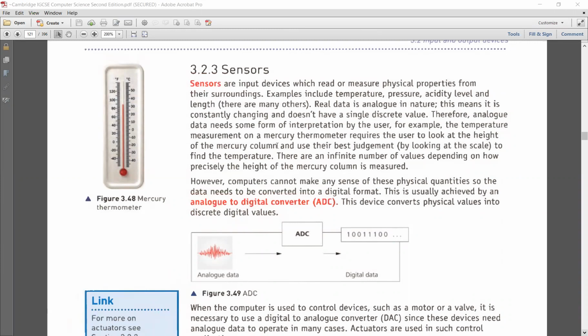These physical properties may include pressure, temperature, acidity level, and a lot of other things. Along with that, if I want that reading to be understood by the computer system, I need to perform a conversion, that is analog to digital conversion. For that, I need an ADC, or analog to digital converter. The role of the ADC, as you can see from the diagram, is to convert the analog signals, which are in waveform, to digital data. And that digital data will be processed by the computer system.